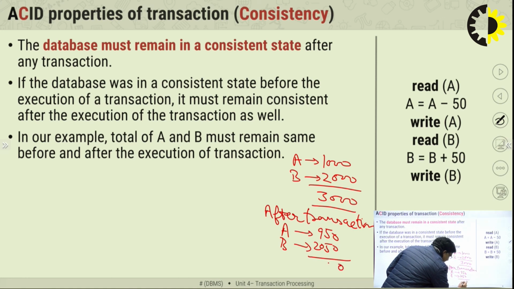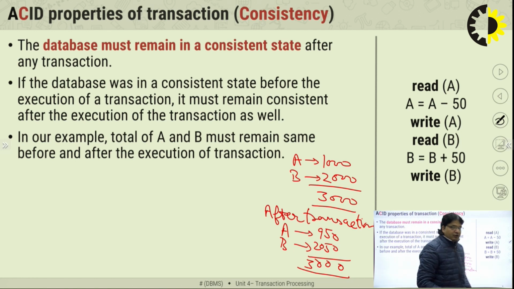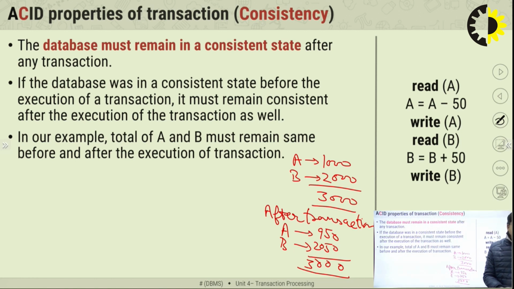Now, the sum is 3000. So, the total amount before the transition and the total amount after the transition remains the same. So, we can say that the property of consistency has been maintained because the database is in the correct state after the transition, because the total sum remains unchanged.